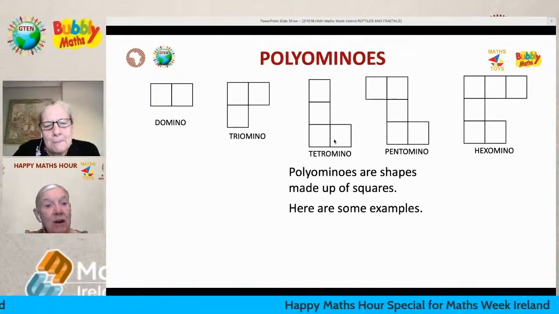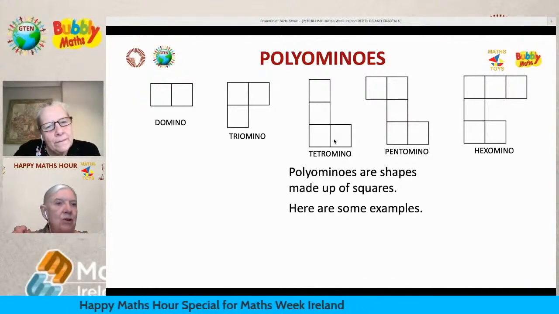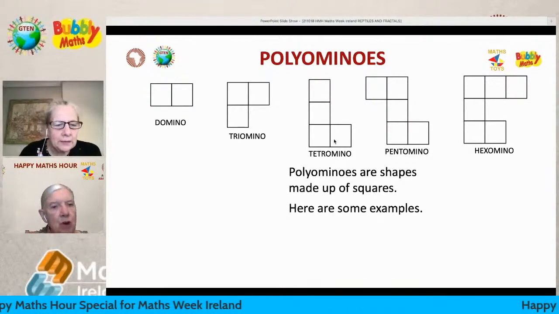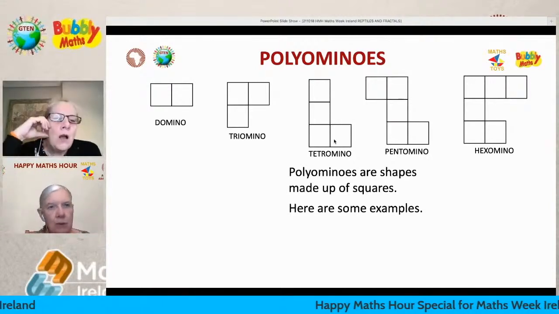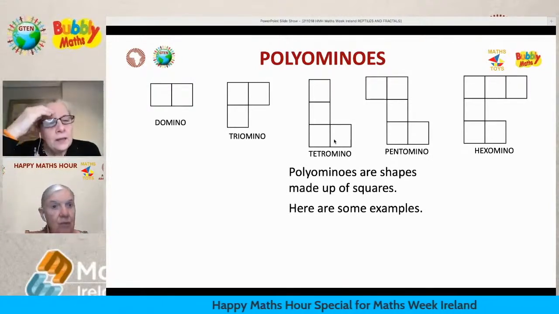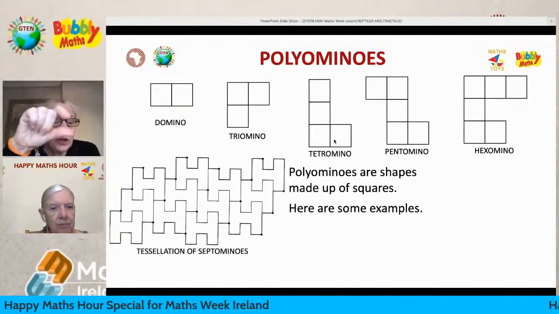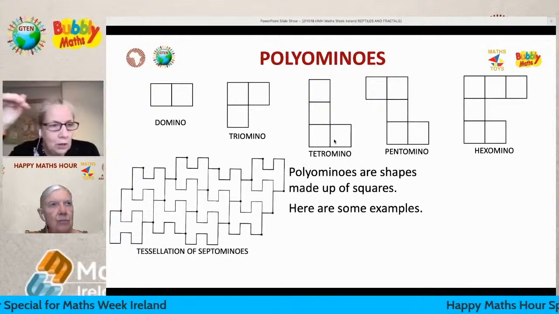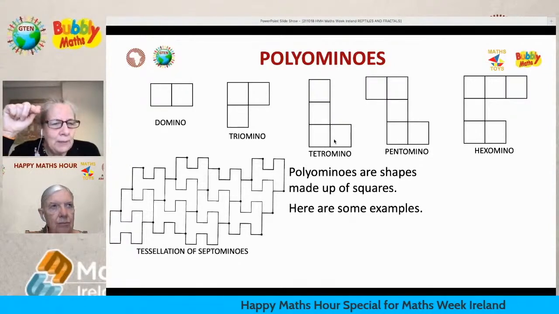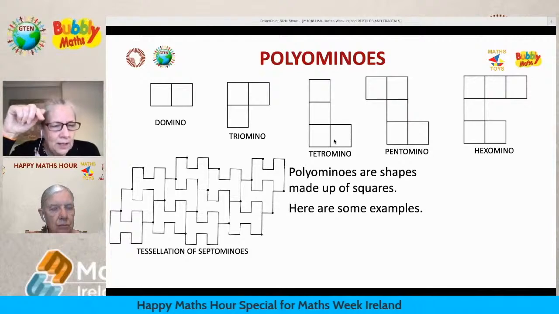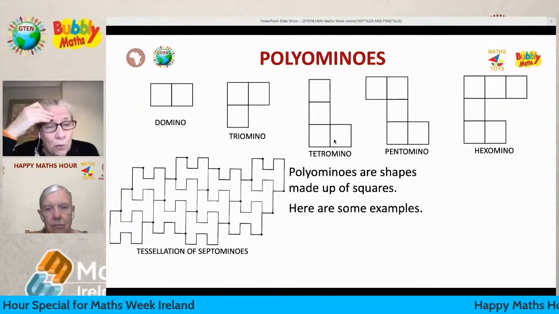But you see, that's just one example, because you can arrange them in different ways. There's only one way to make a domino, but a triomino can be a strip of three in a line or that L shape. Right. Okay, so the domino can only be two alongside each other. There's no other way of doing it. A triomino, you've either got the L shape or three in a line, and I can't think of any other way of doing it.